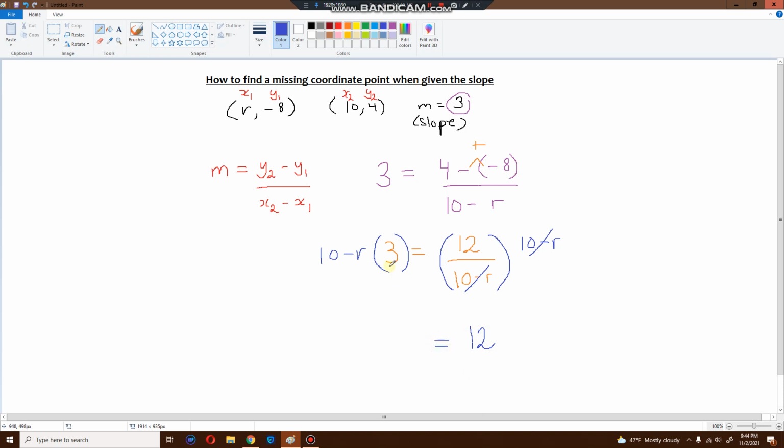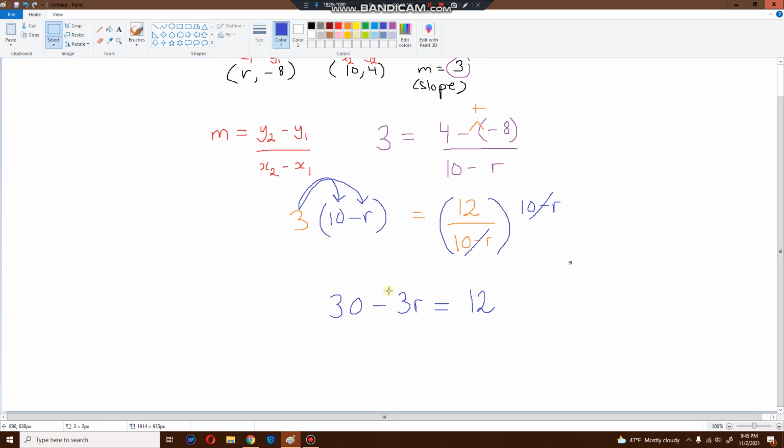Okay? And this, I'm just going to flip this around just to make it easier. So let me just rewrite this, flip it around. It's going to be 3 multiplied by, and I'll use that blue color again, 10 minus r. It's the same thing. I just flipped it around. So let's use distributive property. Let's multiply. 3 times 10 is 30, and 3 times minus r is minus 3r. And there we go. We now have a multi-step simple algebra equation where we need to solve for r.